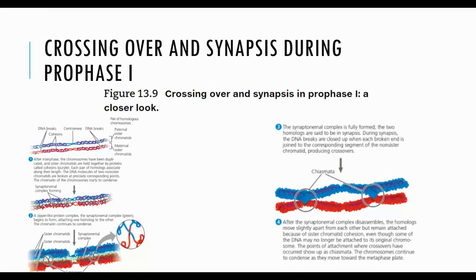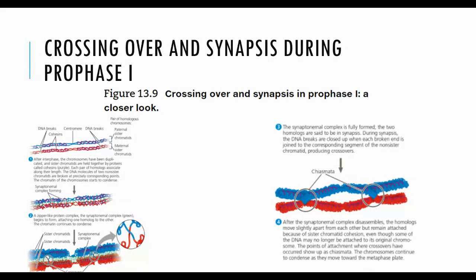Sister chromatids are held together by cohesins. Each pair of homologs associate along their length, so they line up together. The DNA molecules of two non-sister chromatids are broken at precisely corresponding points, and the chromatin of the chromosomes starts to condense. Then a zipper-like protein complex begins to form, attaching one homolog to the other, and the chromatin is still condensing. It's that condensing that makes it visible to us with a microscope.